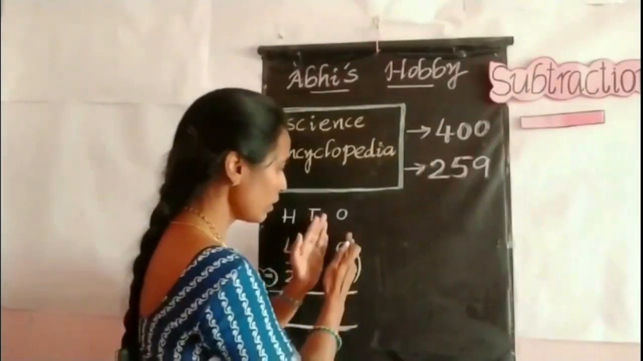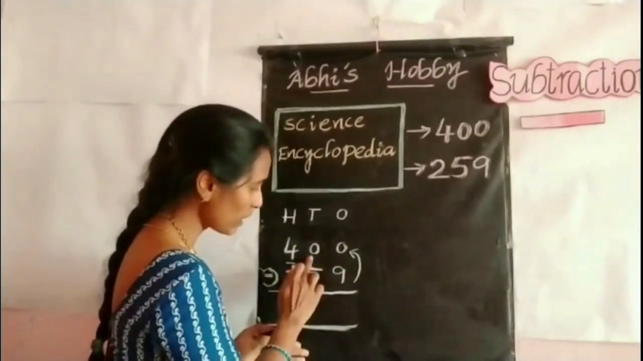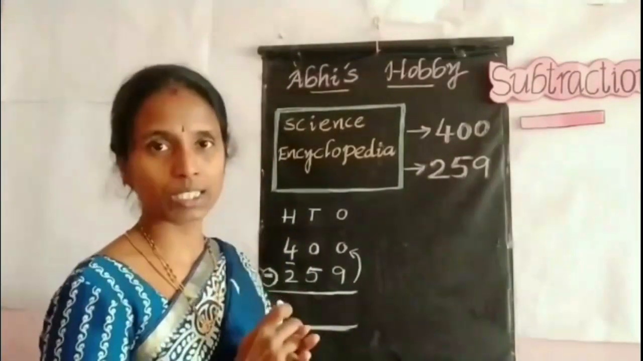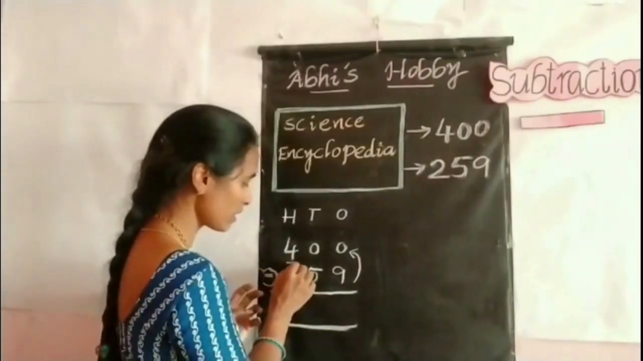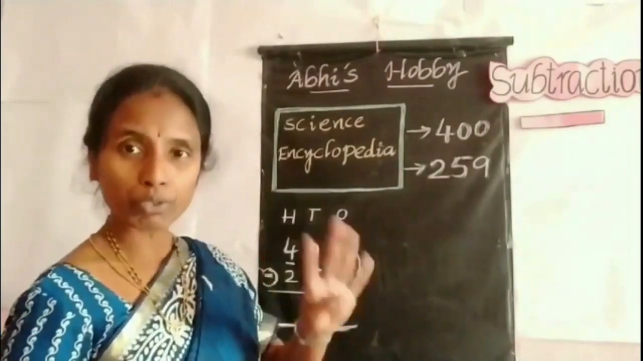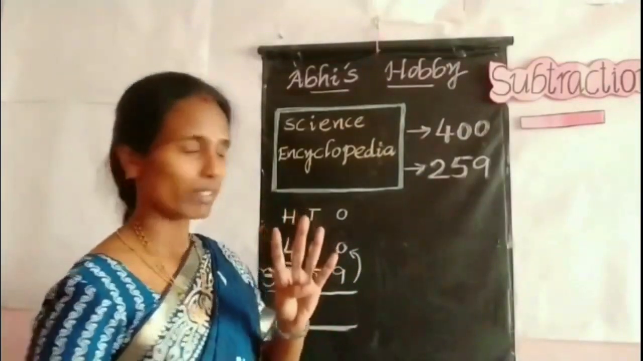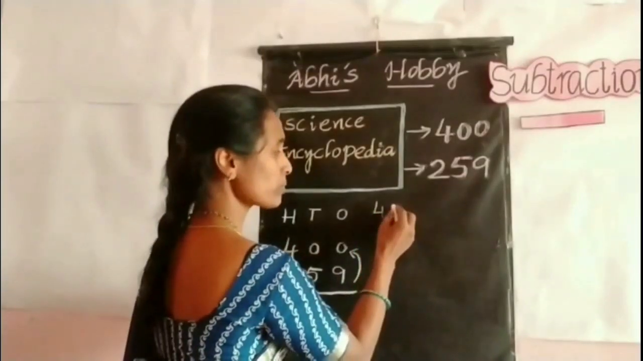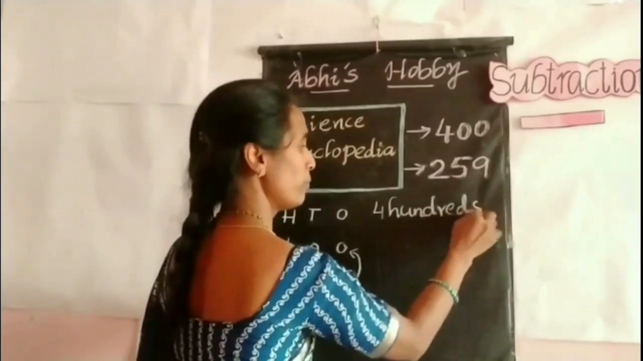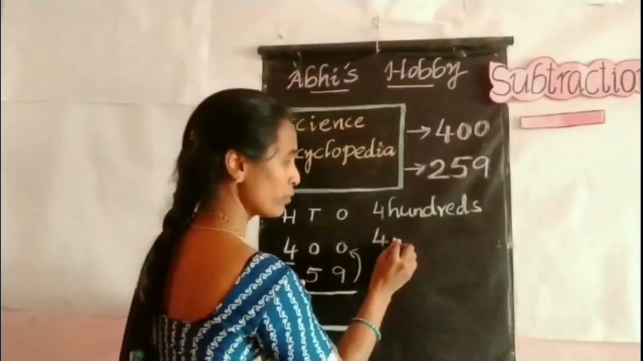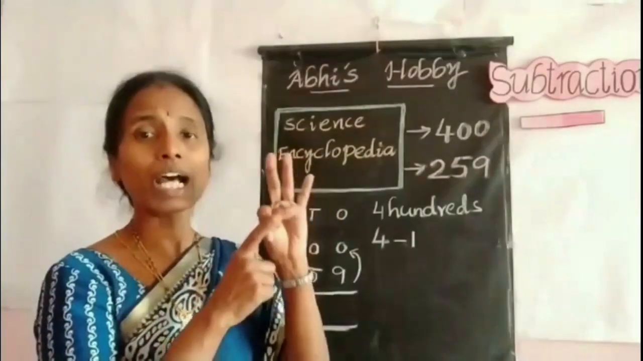Here in the ones place I need a borrow. So I will go to the tens place. But what happened here in the tens place also? 0 is there. So I will take a borrow from the hundreds place. In the hundreds place, how many hundreds are there here? 4 hundreds. From 400, I will give a 100 borrow to tens.